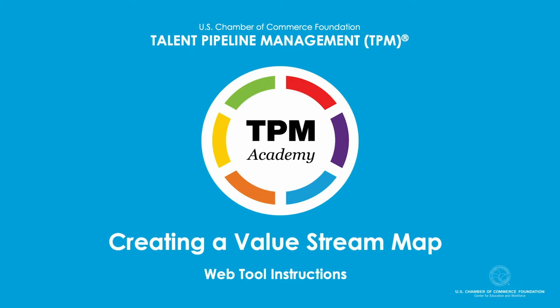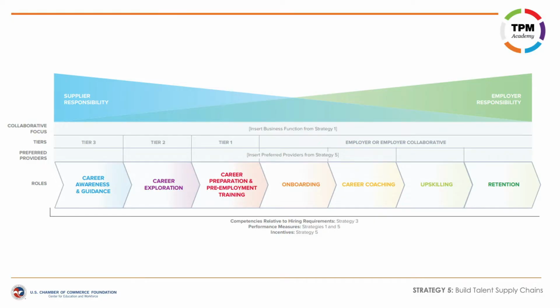Creating a value stream map. Value stream maps are used in supply chain management to show, at a strategic level, the roles and responsibilities involved in producing and delivering a good or service. The Performance Dashboard Value Stream Map is a visual tool used to show, in sequence, the major activities and roles that make up a value stream.